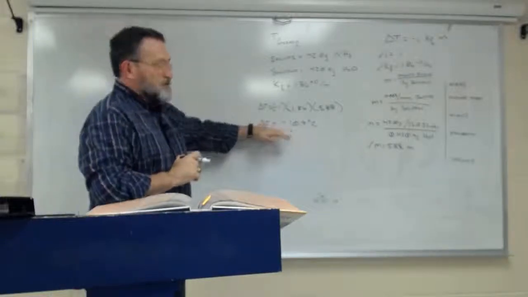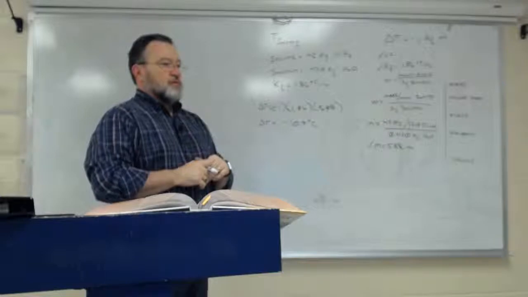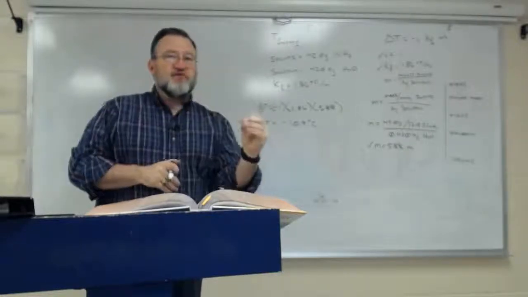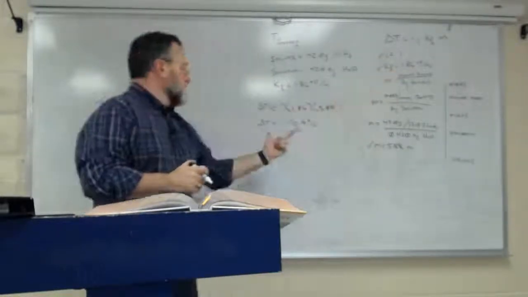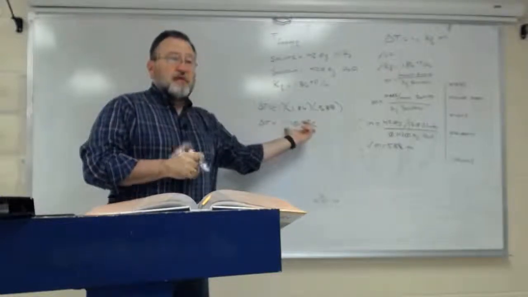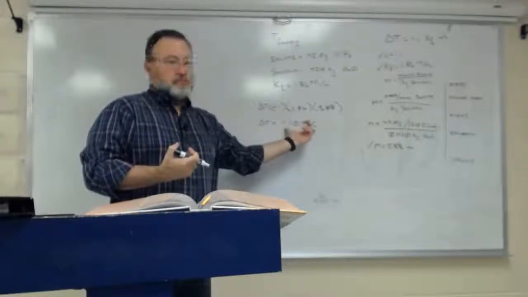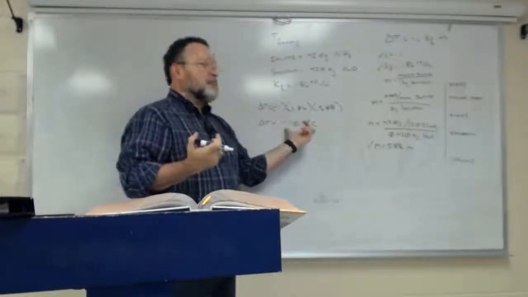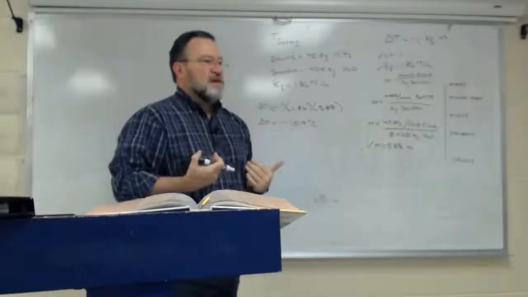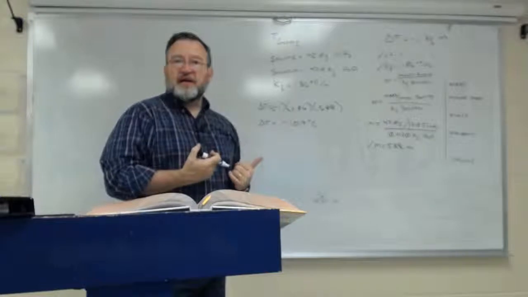When I'm looking at the change in temperature, and the question says, what's the freezing point of the solution? To get the new freezing point, I need to take the old freezing point and add this to it, add the negative number. The old freezing point, because it was water, was 0. When I add a negative 10.9 to that, I get negative 10.9. So the new freezing point is negative 10.9 degrees Celsius.